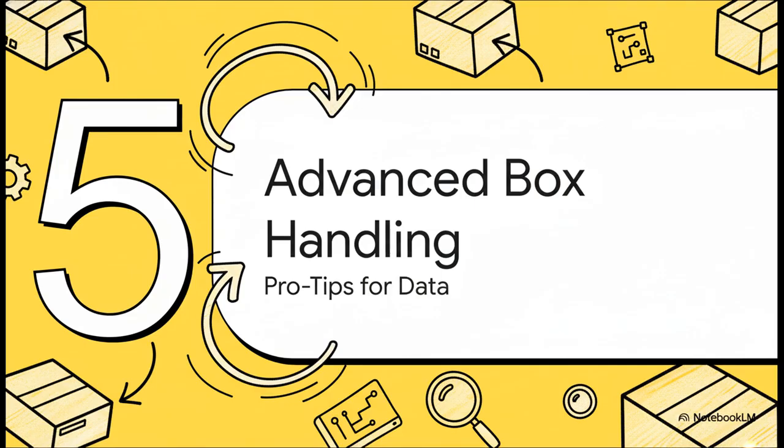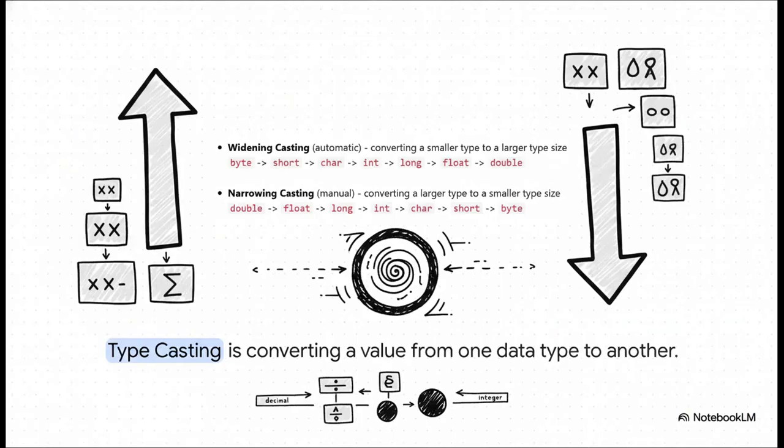All right, you've got the fundamentals down pat. Now let's level up and look at a couple of pro tips that give you even more control over the data inside your variables. So sometimes you'll have data in one type of box, but you need to treat it as another type. For instance, maybe you've calculated an average score of 97.8, but you just need the whole number, 97. This process of converting from one type to another is called typecasting.